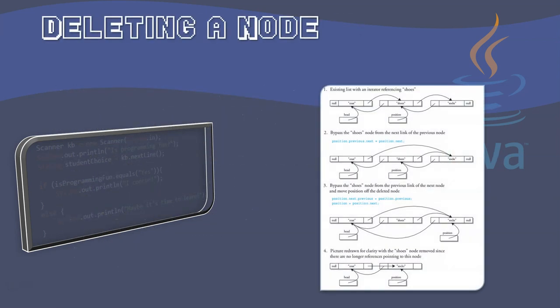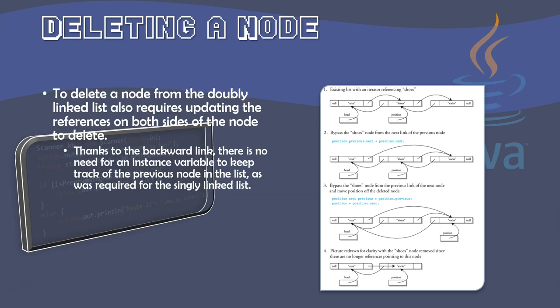Now, what about deleting a node? You'll see that with deleting a node, we have, again, a very similar pass to what we had before. But if we're doing this with a doubly linked list, this, remember, requires updating the references on both sides of the node to delete. Thanks to our backwards link, there is no need for an instance variable to keep track of the previous node, as we had to do with a singly linked list. Because, again, we already have something set up to handle it. We have a previous link.